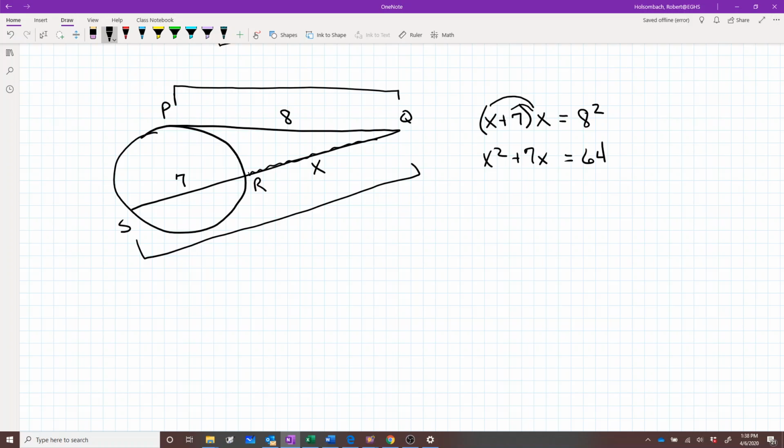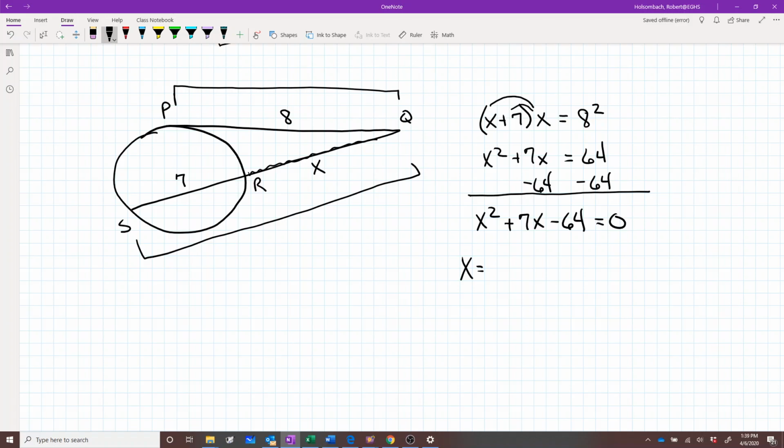So we're going to get all the terms on the same side of the equation. We're going to do that by subtracting 64 from each side. So our X squared plus 7X minus 64 is equal to 0. And again, we have another trinomial. So we're going to solve this trinomial using the quadratic formula. So same quadratic formula as the previous problem.